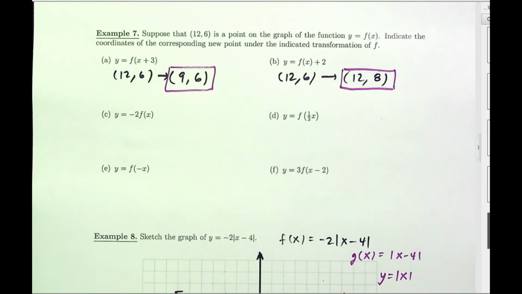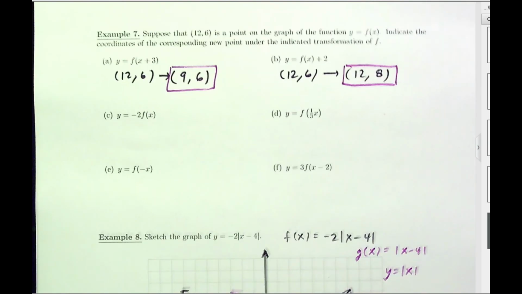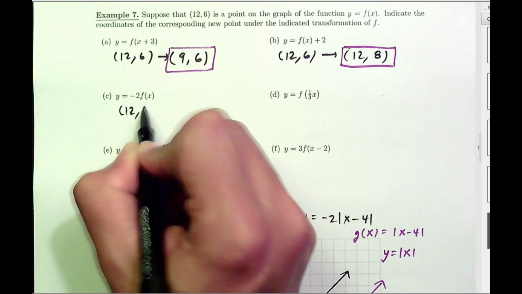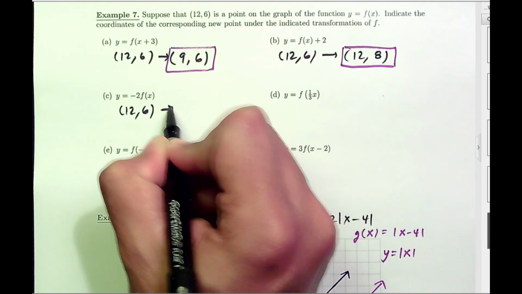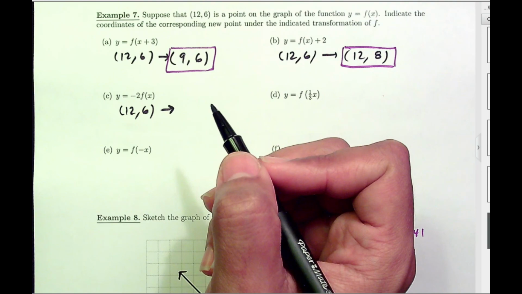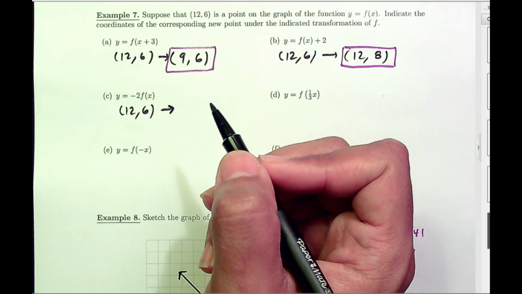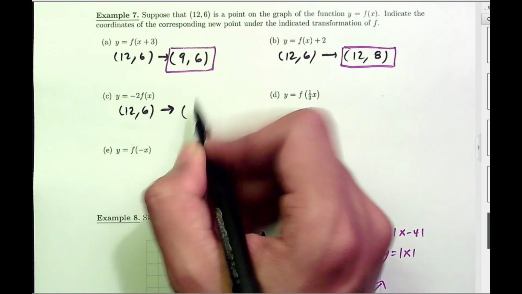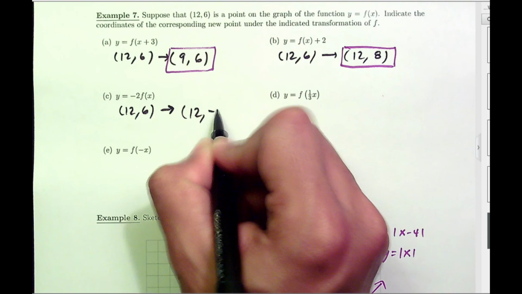Okay. Okay, how about this one? Let's see. This one has a -2 that is being multiplied, and it is happening outside of the function. So that means because it is outside, it is a vertical type of transformation, so the y-coordinate is affected, and it behaves exactly the way it should. So that means the y-coordinate gets multiplied by -2. So this is 12, -12.